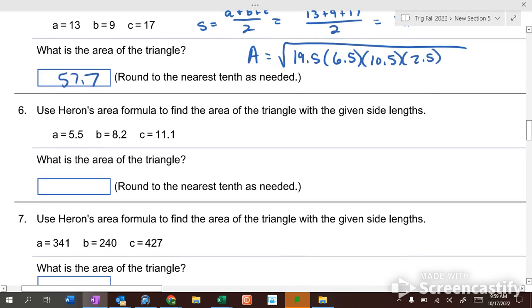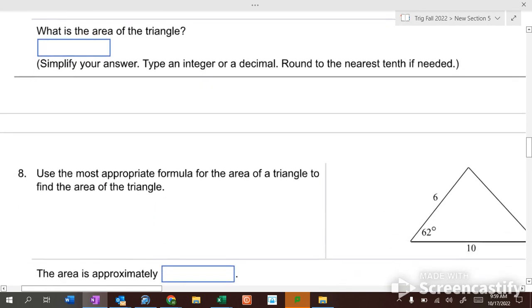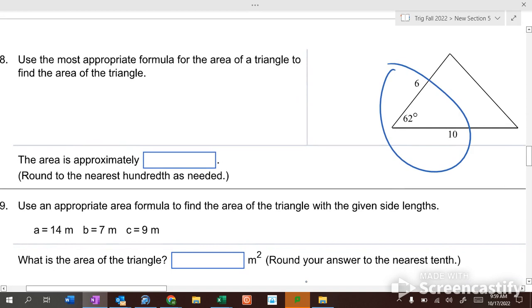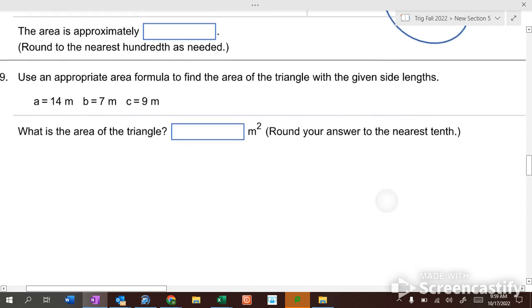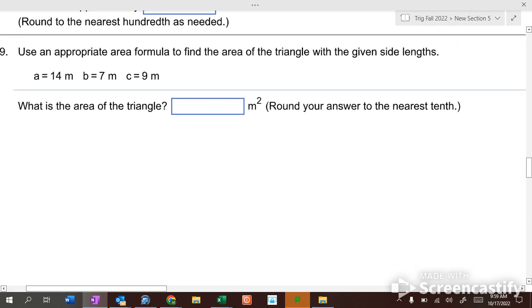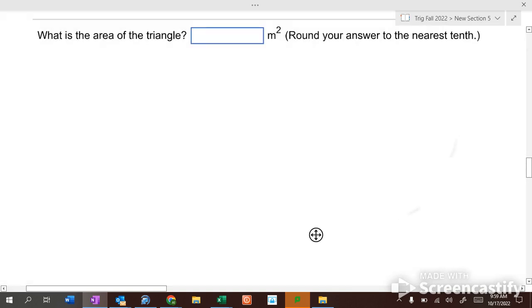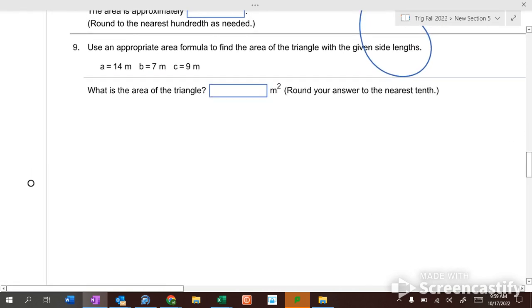So, Heron's formula. Add them up, divide by 2, do square root stuff. This one, it's already side angle side. You just do it. Use the appropriate formula. Well, if it's 3 different sides, then obviously you know which formula to use.